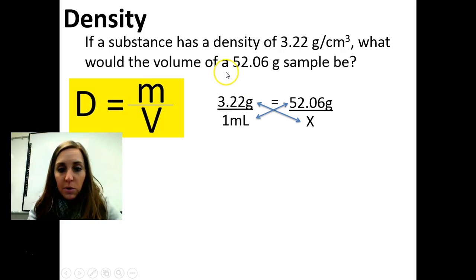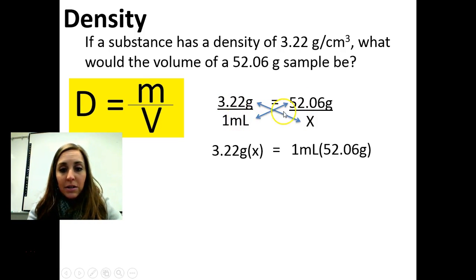So here's how you cross multiply. The top of the left side gets multiplied by the bottom of the right side. The top of the right side gets multiplied by the bottom of the left side. So now I have 3.22 grams times x. That's going to be set equal to 1 milliliter times 52.06 grams.